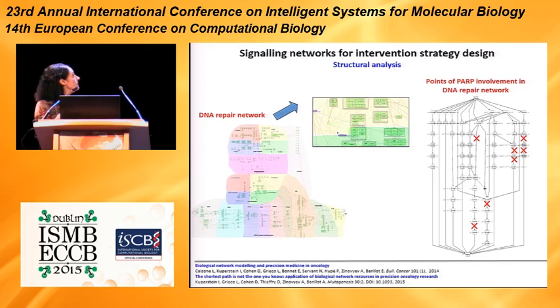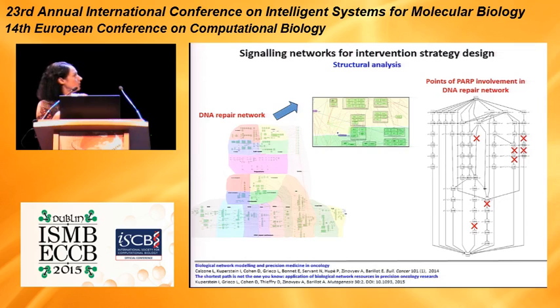For that, we used DNA repair network because both BRCA and PARP are playing a role in DNA repair pathways. So this is a DNA repair network from our resource. Here you see a backbone structure of this network. So here you see the node of damaged DNA, and then these paths are actually different ways of repairing DNA damage up to the intact DNA.